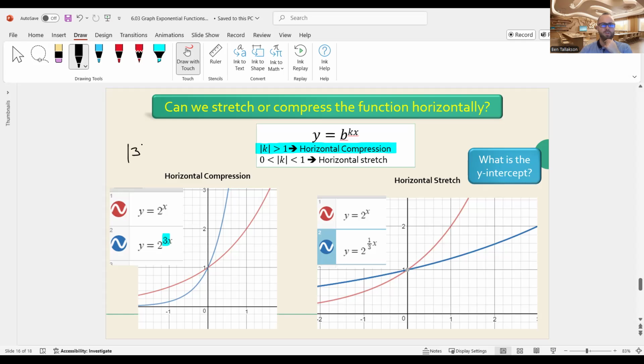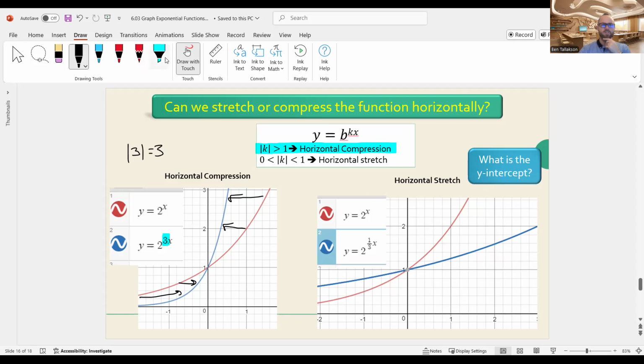The absolute value of 3 is 3. Is that greater than 1? Absolutely. So there's a horizontal compression. And you can see that, right? The blue line, sorry, the red line was the parent function. And notice what's happening. These lines are getting squished in, and they're getting closer and closer to the y-axis.